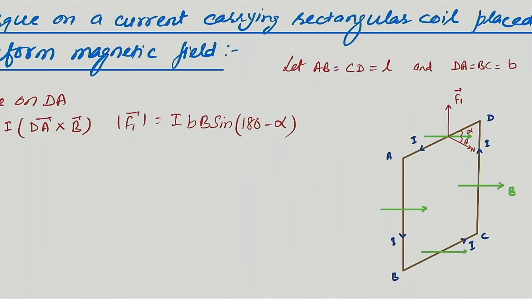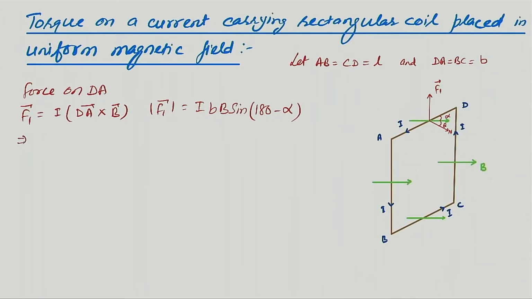So here, in place of length, since the breadth of AD is b, I am using b, and B is the magnetic field, and sine of 180 minus alpha is the angle between these two. So the force on the first conductor will become I b B sine alpha, because sine of 180 minus alpha is equal to sine alpha.